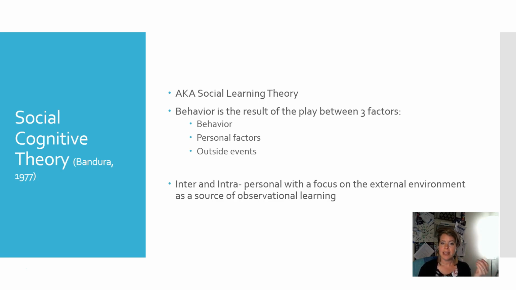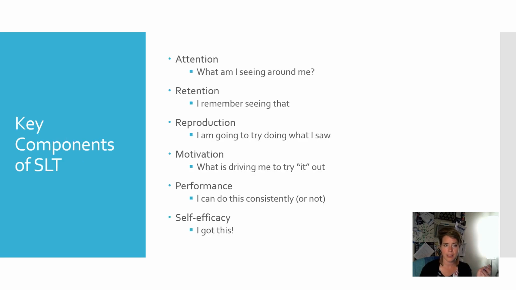Social cognitive theory, or SCT, you guys have probably all heard about this one as well, thanks to Bandura. It really looks at the results of three things playing together: behavior, personal factors, and outside events. You're looking at both the intrapersonal and the interpersonal, with a focus on the external environment as a source of observational learning. So people seeing other people doing things makes a difference in social cognitive theory. Here are the components: attention, retention, reproduction, motivation, performance, and self-efficacy. There it is again, right?